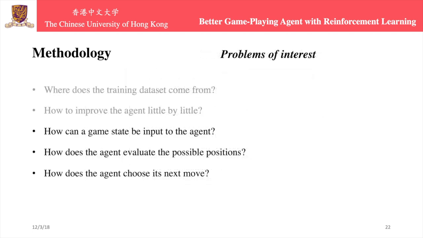Now we have answered the first 2 questions. Phase 3 deals with how to improve the agent little by little. But we still have 3 questions to answer.